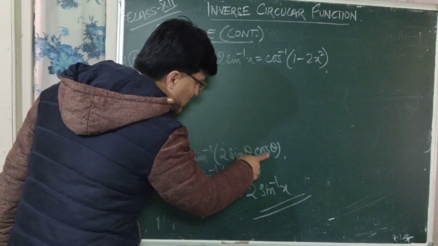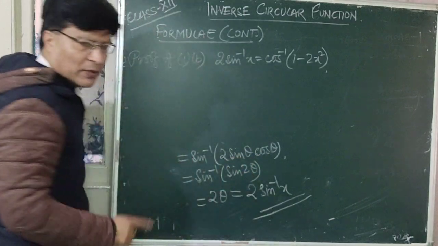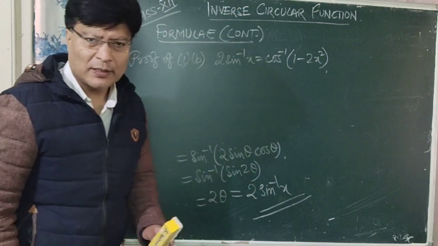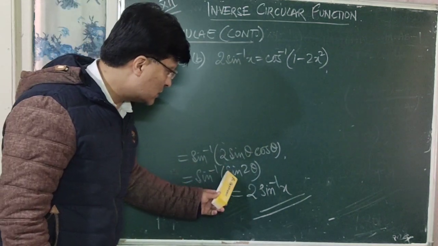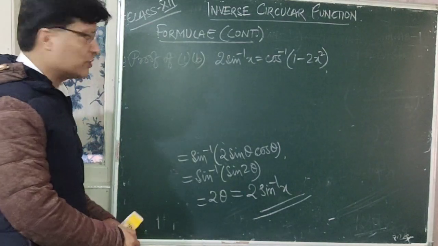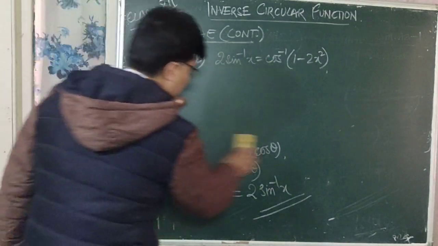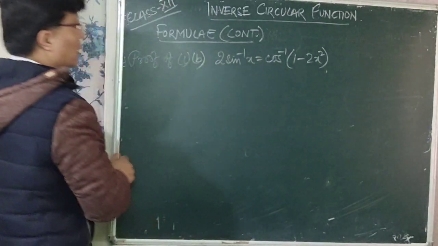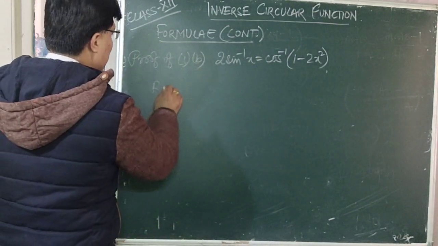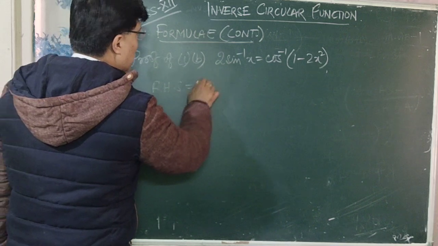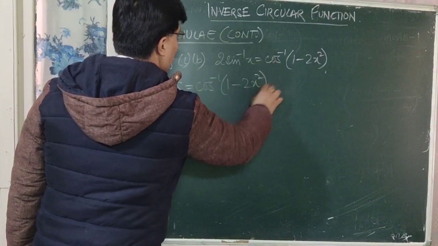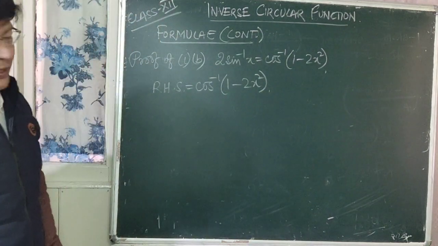Again, 2 sin theta cos theta is equal to sin 2 theta. You know this formula, sin 2 theta is equal to 2 sin theta cos theta. That's why we wrote here sin 2 theta, right? That is from multiple angles, okay? Now in this case, let us prove it from right hand side. So RHS is equal to cos inverse within bracket 1 minus 2x square, right?